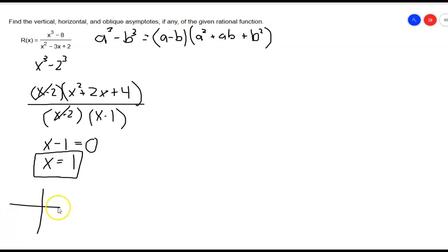So if we have a graph like this, we have the x value 1. We're going to have an imaginary line here where this graph is going to approach it at some point. All right, the next thing it says is find the horizontal asymptotes.